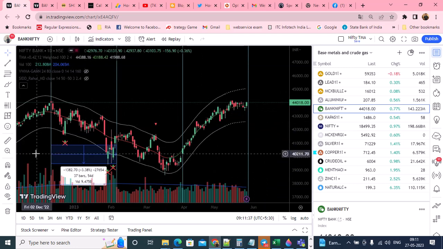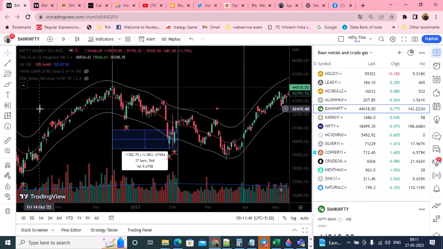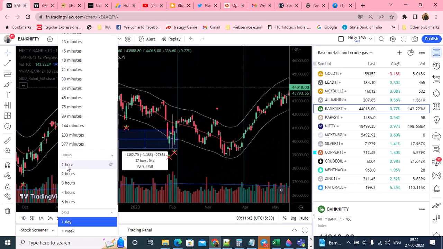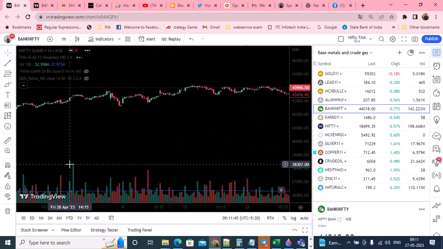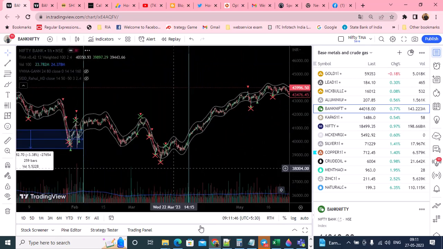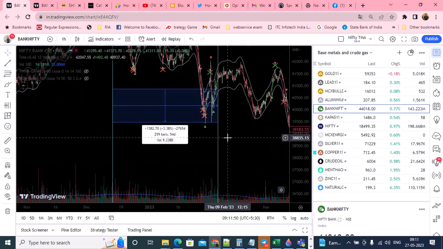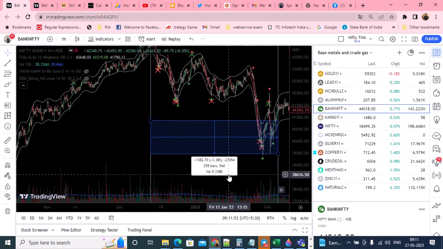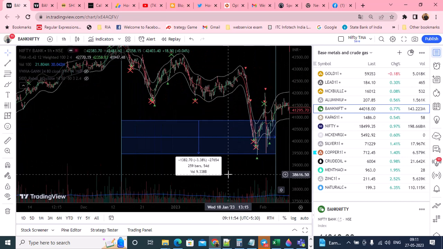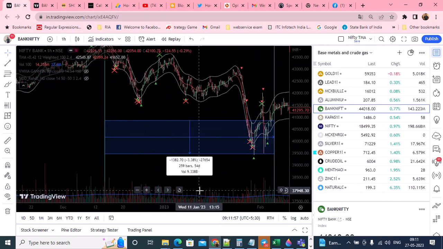This is the day chart. When we go to the hourly chart, again we will draw that 54 days. This was the 54 days.